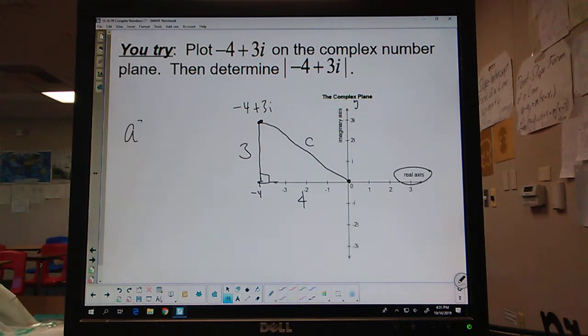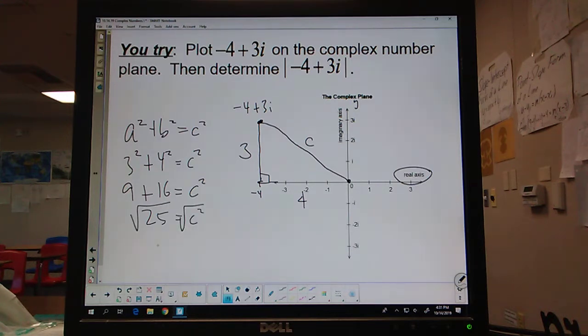So we have a squared plus b squared equals c squared. We have 3 squared plus 4 squared equals c squared. We have 9 plus 16 equals c squared. We have 25 equals c squared. We take the square root, and the c value is 5. Of course, some of you might have known that because you know that when you have a 3, 4, 5 right triangle, and these sides are 3 and 4, this has to be 5, okay?